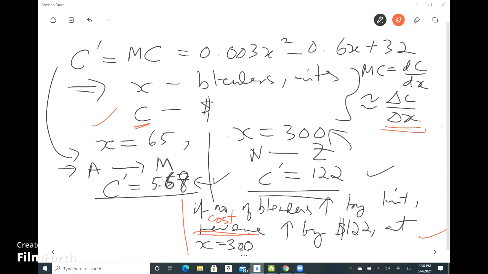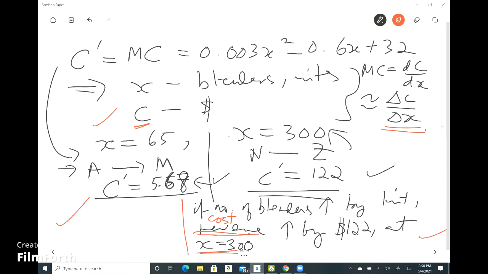When blenders increase by 1 unit, cost increase by 5.68 at x equal to 65. Okay, is that right or is it wrong? Correct. Right. Okay. So basically, if the number of blenders increase by 1 unit, the cost will increase by $5.68 at x equal to 65. Okay, so that's right. So that's how you interpret. All right. You have to mention the point where you take the derivative. So that is our second example, the marginal cost.